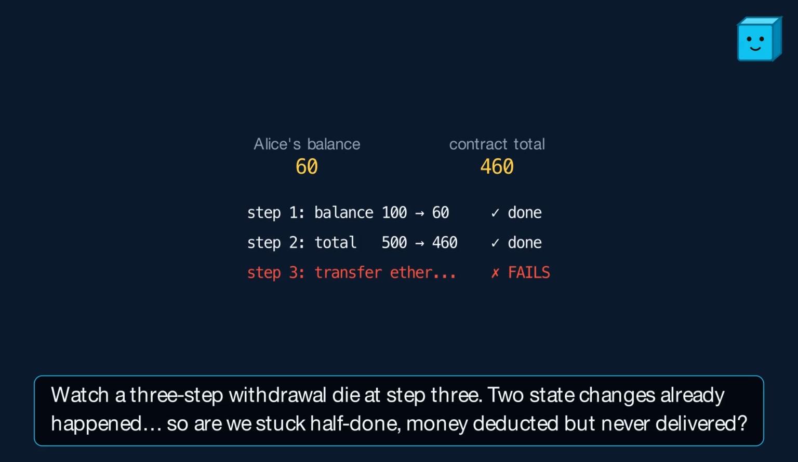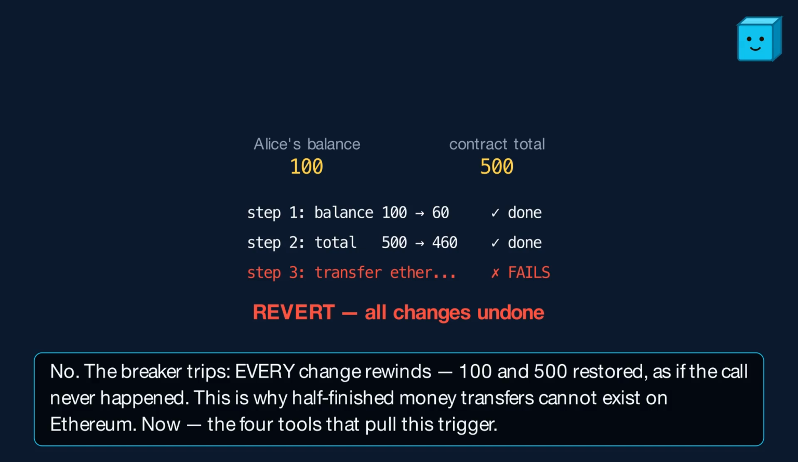Watch a 3-step withdrawal die at step 3. 2 state changes already happened. So are we stuck half done? Money deducted but never delivered? No. The breaker trips. Every change rewinds. 100 and 500 restored. As if the call never happened. This is why half-finished money transfers cannot exist on Ethereum. Now, the 4 tools that pull this trigger.